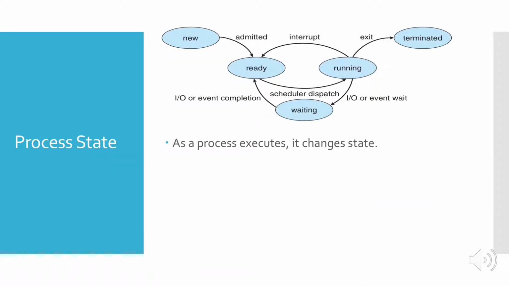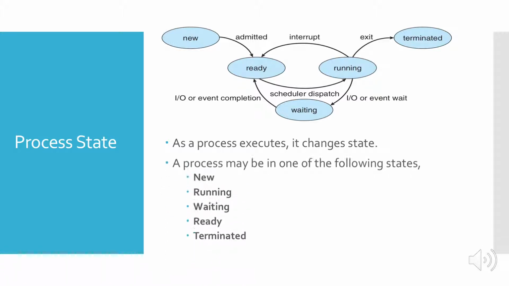As a process executes, it changes its state. A process may be in one of the following states: new, running, waiting, ready, and terminated. When the process is being created, it is in the new state. When the instructions are being executed, it is in the running state. Whenever the process is waiting for some event to occur, such as IO completion or reception of a signal, it is in the waiting state. Whenever the process is waiting to be assigned a processor or CPU, it is in the ready state. And whenever the process has finished its execution, it is in the terminated state.